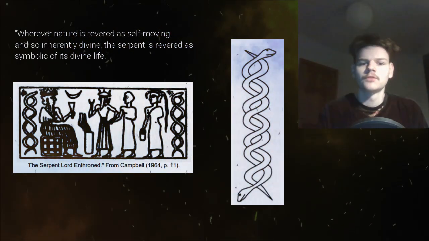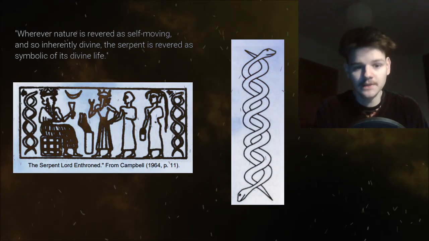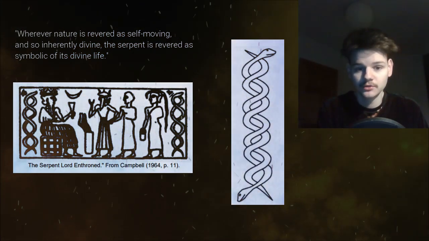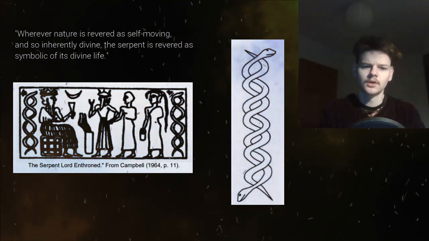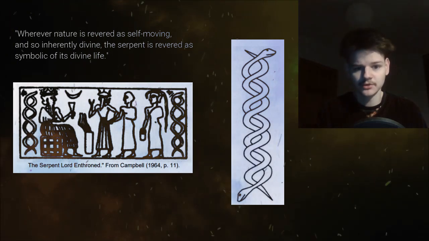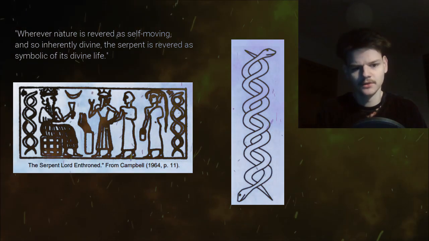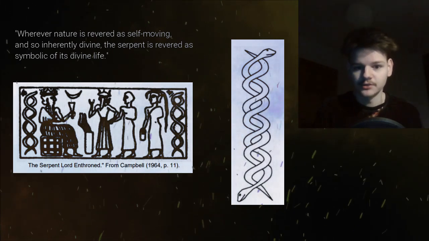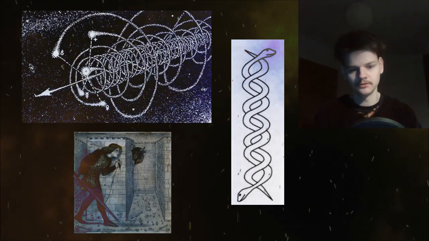Another instance of the use of the spiral snakes are also used in this Mesopotamia seal of 2200 BC, and shows a deity in human form, enthroned. Joseph Campbell actually talks about this omnipresent snake symbolism throughout the cultures, saying, I quote, "Throughout the material, in the primitive Oriental and Occidental volumes of this work, myths and rites of the serpents frequently appear, and in a remarkable consistent symbolic sense. Whenever nature is revered as self-moving, like in a spiral fashion, and so inherently divine, the serpent is revered as symbolic of its divine life." End quote.